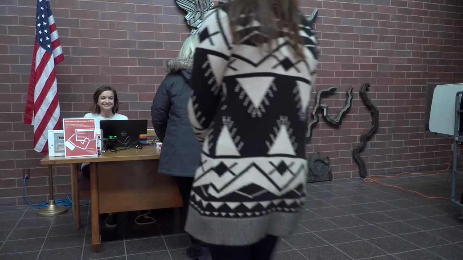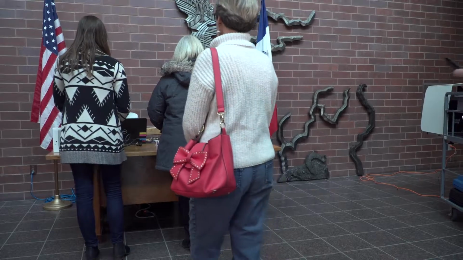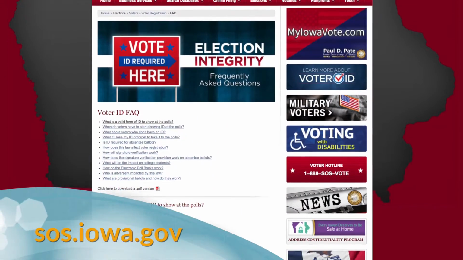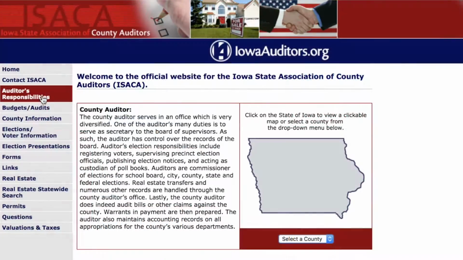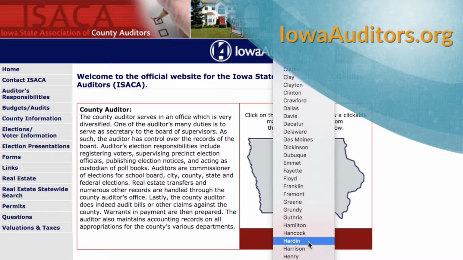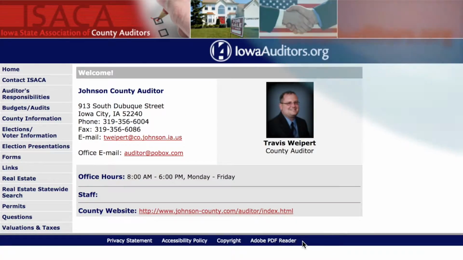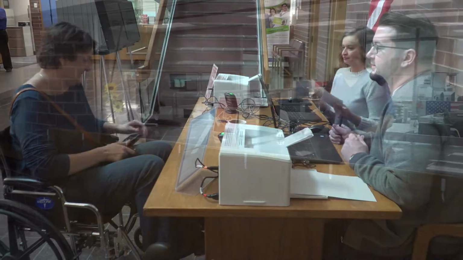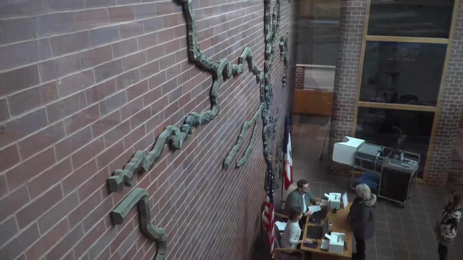These changes will impact all Iowans, so make sure your voice is heard by understanding them in advance of the next election cycle. The Secretary of State website lists all the rules and deadlines. Just head to sos.iowa.gov. Another great resource is the Iowa State Association of County Auditors. There you can find voting information, as well as contact information for your local county auditor's office. And if you need assistance with translation services or have accessibility concerns, you can reach out to your county auditor to make arrangements.